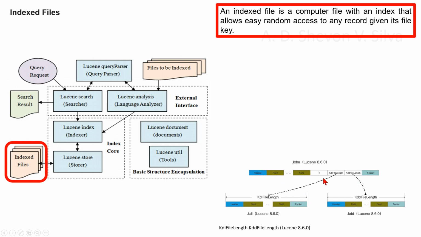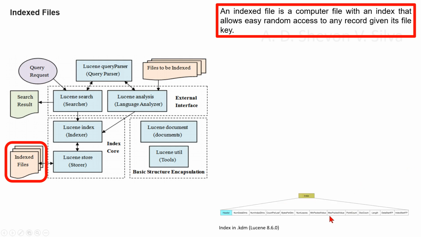Here you can see the .kdm file. It consists of header and fields and -1, KDI file length and KDD file length and footer. Here KDI file length is connected to the KDI file length here, the length of the file with header, fields and footer in .kdi, and KDD file length is connected to the file length in .kdd with header, fields and footer.